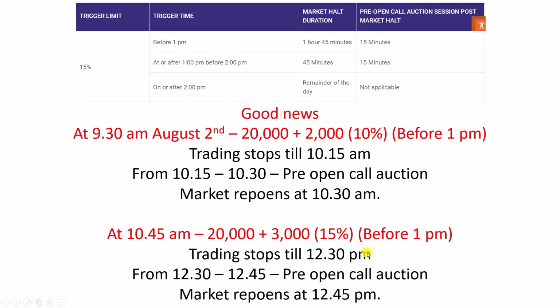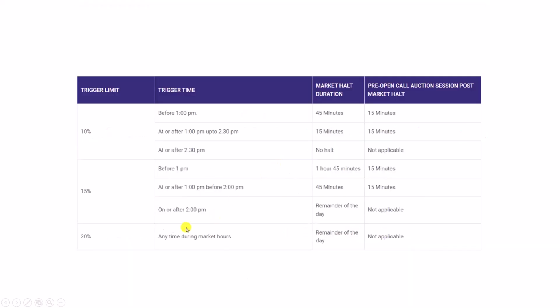All right. So the same calculation goes for the downside too. And I think you can figure out the other conditions. I am not going to explain and bore you. But all these factors depend on when the indices hit the upper circuit or lower circuit. Next, if any time during market hours the indices hit the 20% trigger limit, then for the remainder of the day the market halts. There will be no trade in the market.